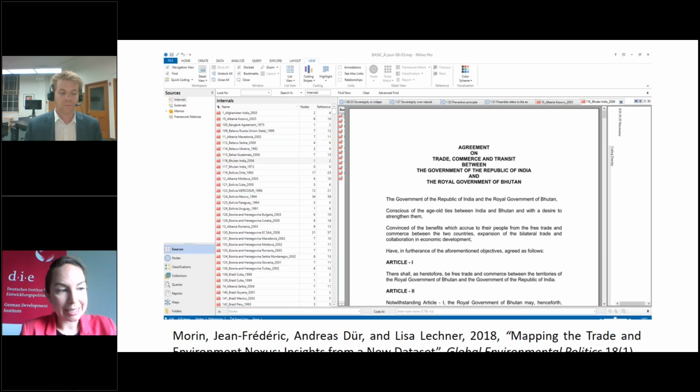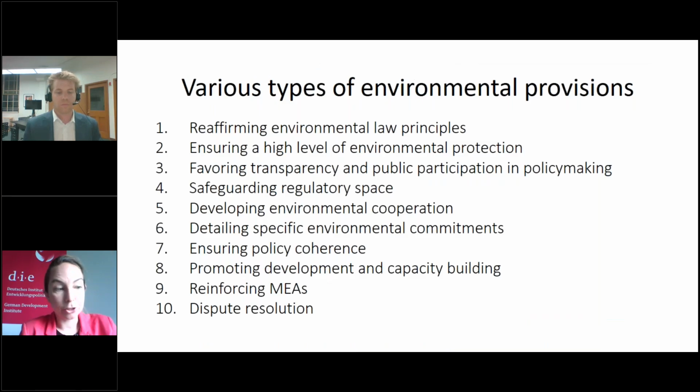To address all these needs and to establish TREND, the Trade and Environment Database, Jean-Frédéric Morin and his collaborators used human coding to check at least twice the full text of around 630 trade agreements since 1945, tracking more than 300 different environmental clauses. These 300 different environmental clauses can be grouped into 10 different categories, and you can see them on this slide.